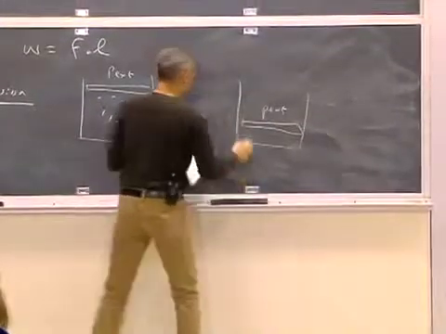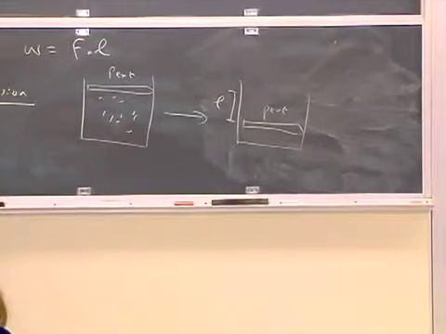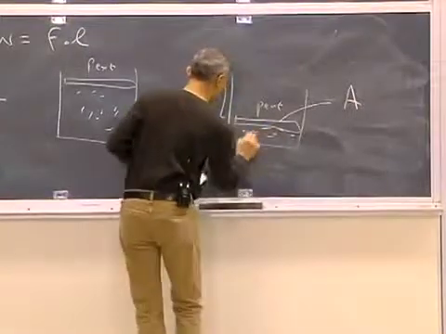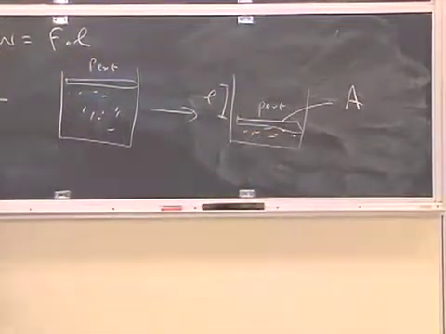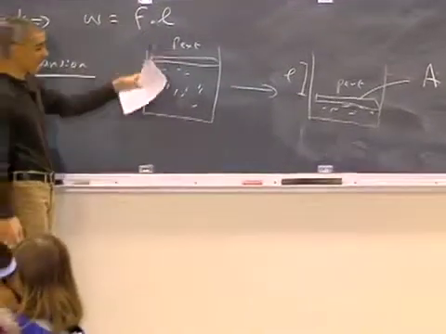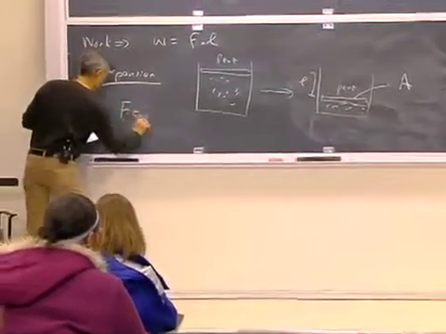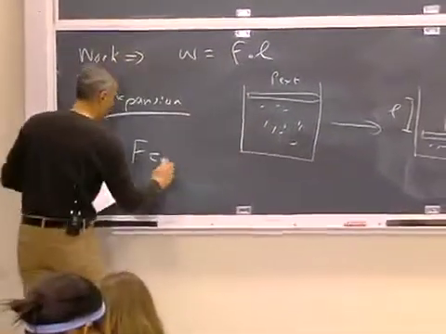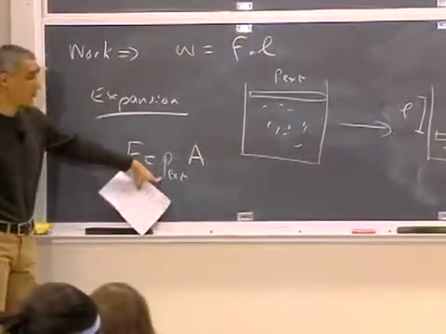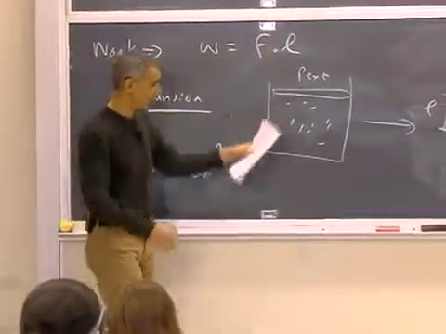P external here. The piston goes down by some distance L. The piston has a cross-sectional area A. Pressure is force per unit area, right? So the force that you're pushing down with is the external pressure times the area. That's the force you're using to push down.